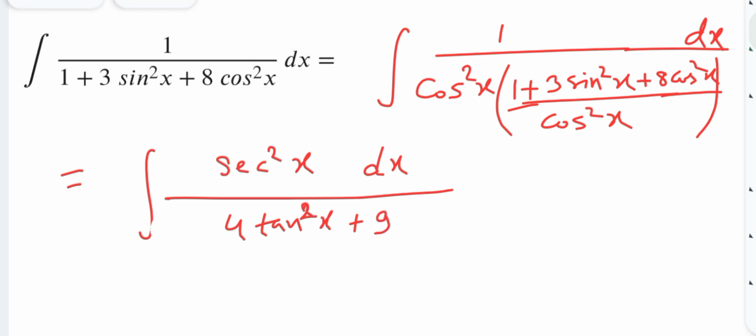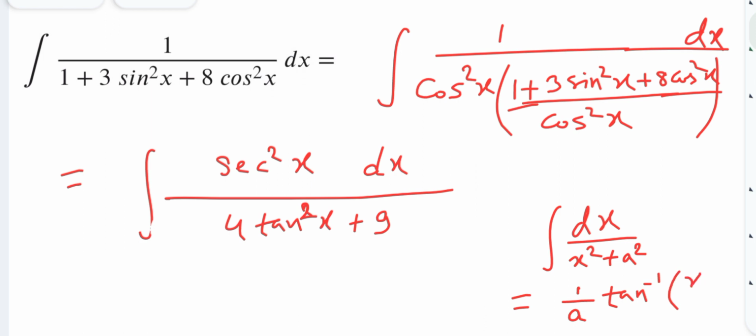Now, if you remember one formula, dx divided by x square plus a square, this integration is 1 upon a tan inverse x upon a. We'll use this formula here, because a similar type of form is there. Just remember this formula, we are going to use it here.